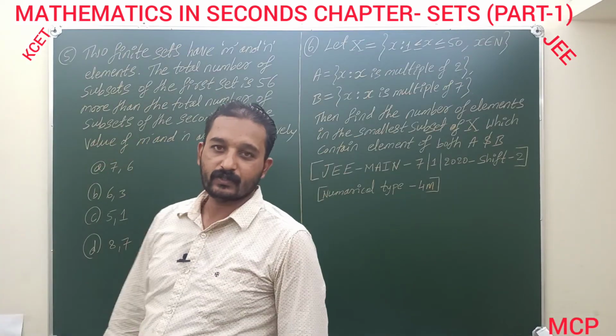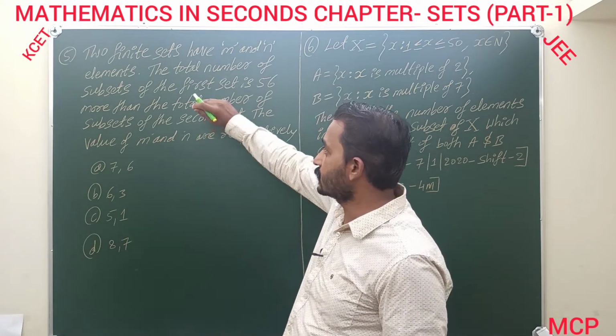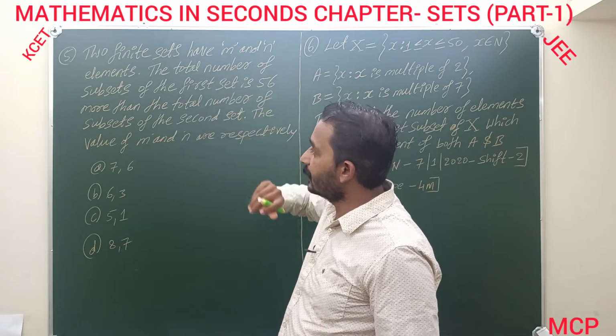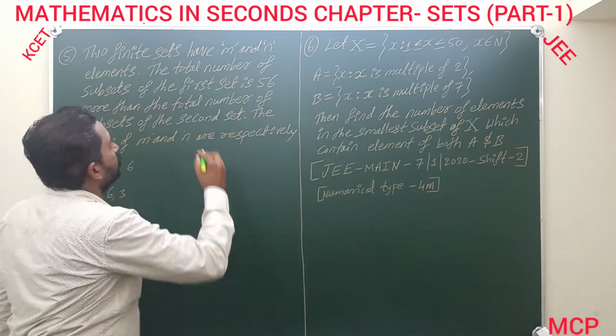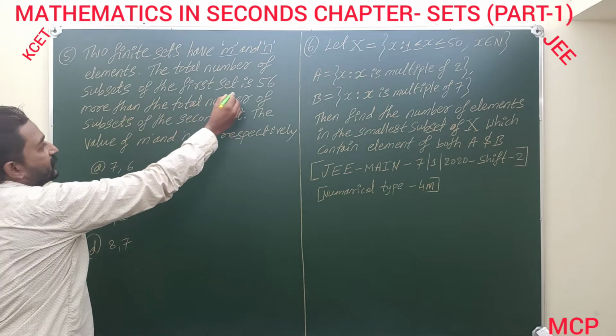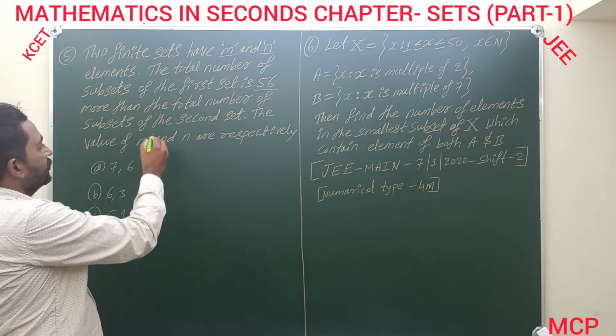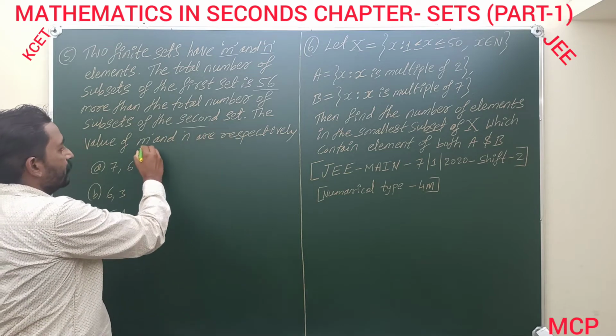Now let us move on to question number 6. Once again, this question is based on the topic subsets. Let us see the question. Two finite sets have m and n elements. The total number of subsets of the first set is 56 more than the total number of subsets of the second set. Then find the m and n values.